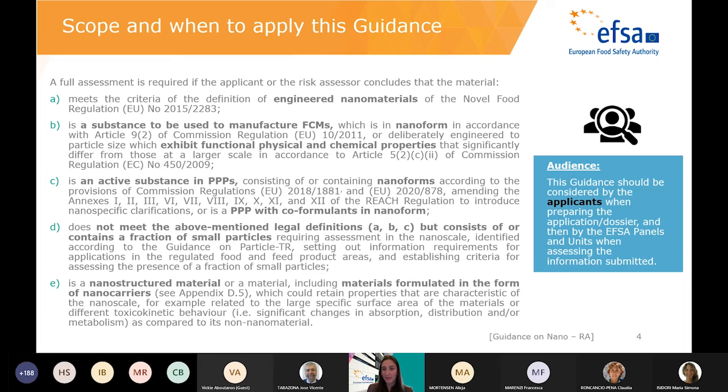This guidance is aimed at all the interested parties, but in particular should be considered by applicants and risk assessors.